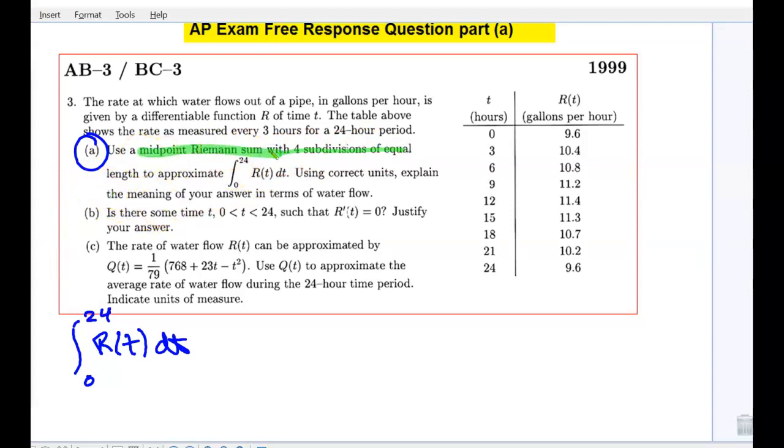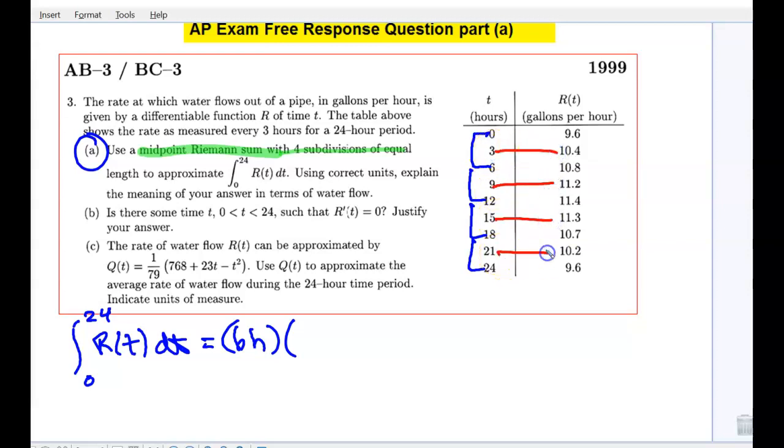and they want us to use a midpoint Riemann sum. Okay, and now if we look at the table, we're talking about gallons per hour. It's a rate of water flow, and our horizontal axis time is in hours. So to find 4 subdivisions, I'd be going from 0 to 6, 6 to 12, 12 to 18, and 18 to 24. So the width of my rectangles is going to be 6 hours.